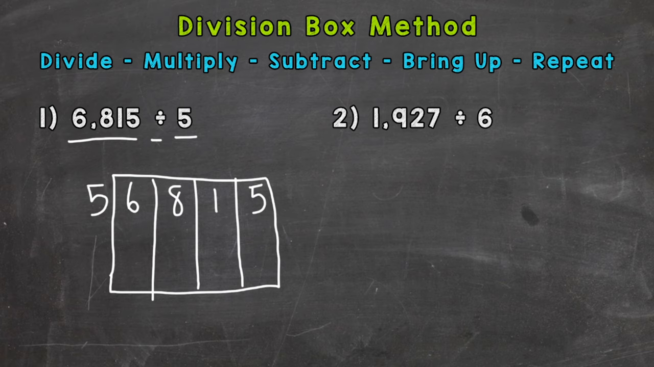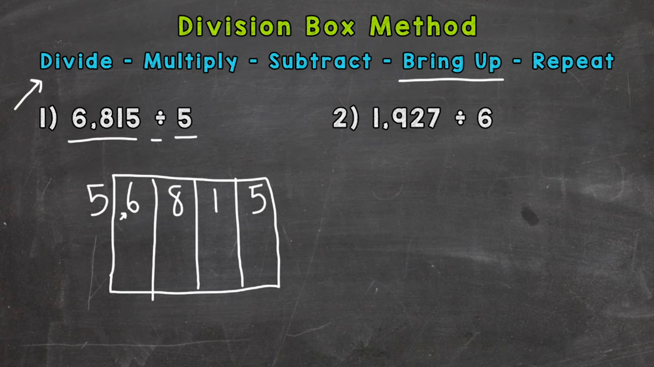So we can go through the steps at the top of your screen. Divide, multiply, subtract, bring up, and repeat. Those are basically the same exact steps that you use for the traditional long division method, except we are going to bring up with the box method instead of bring down, which you do with the traditional method. So we'll start with divide, and we start with this 6 here. And we are going to do 6 divided by 5.